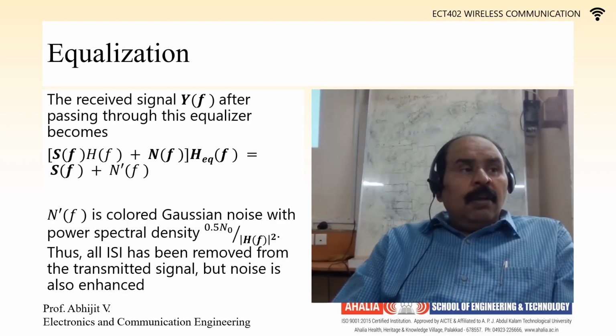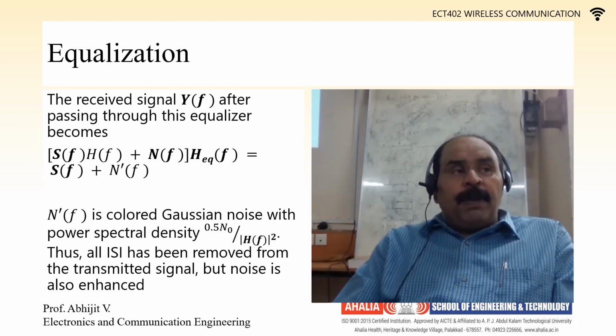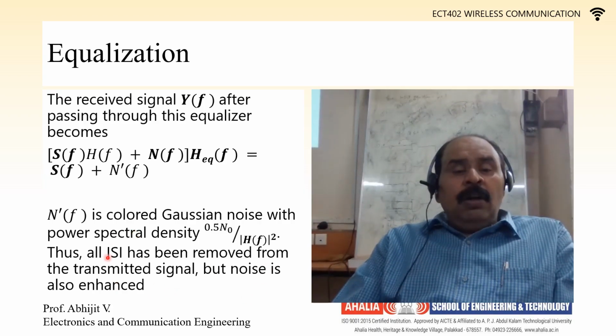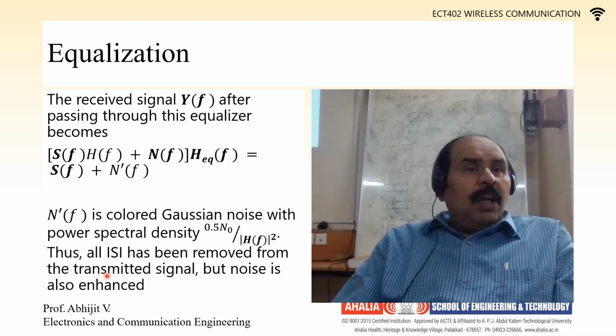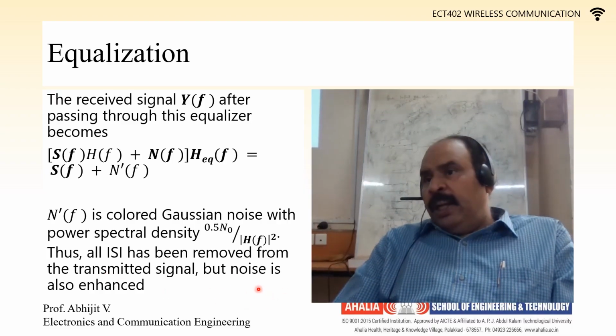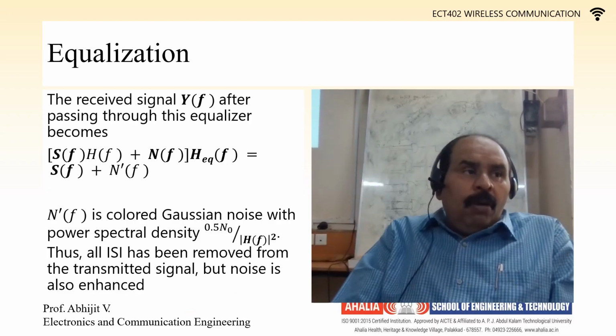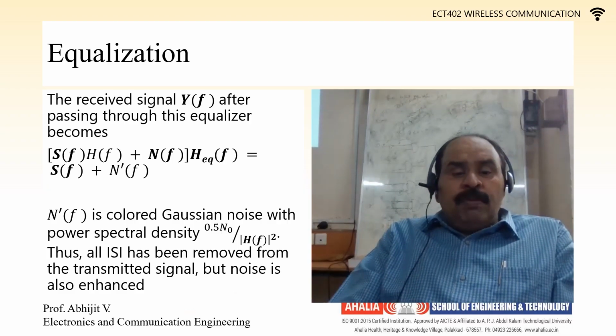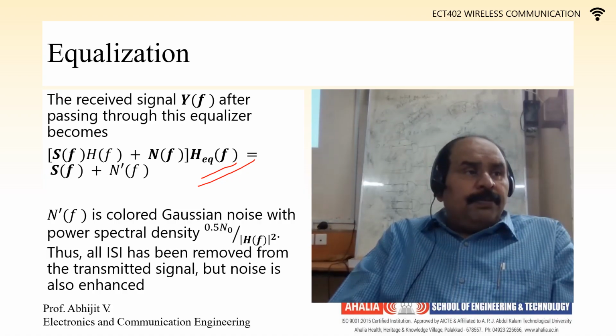Thus, what happens is that after passing through the equalizer, the intersymbol interference from the received signal has been completely removed, but there is an enhancement in noise. It is removed because we have what is called Heq of f.